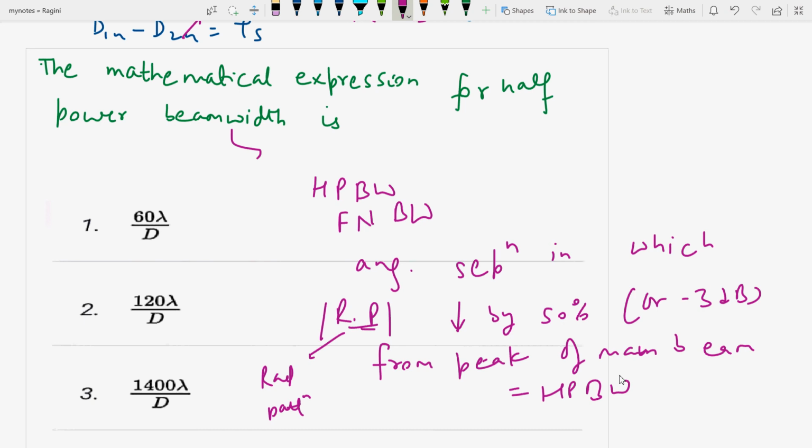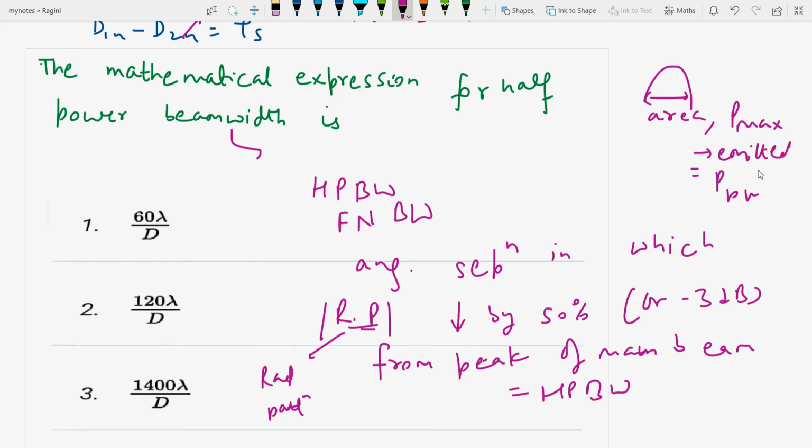Okay, and half beam width is the area. What is this beam width? The actual width of the beam. Beam width is the area where maximum power is emitted. Which is the peak power? इसको हम क्या बोलेंगे? Peak power बोलेंगे.